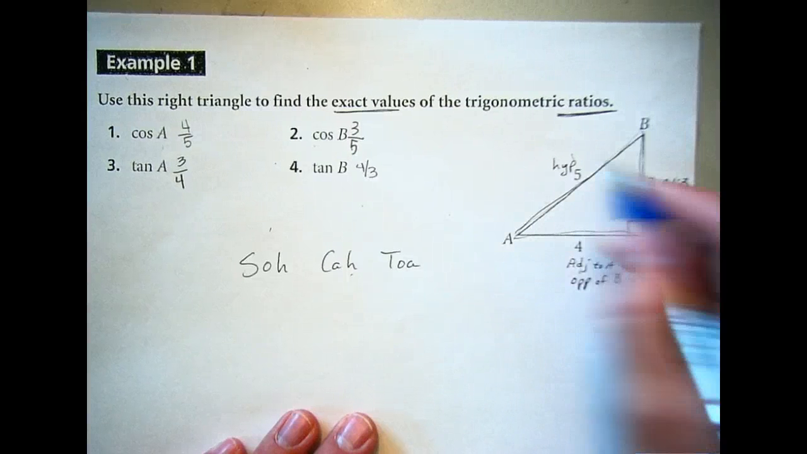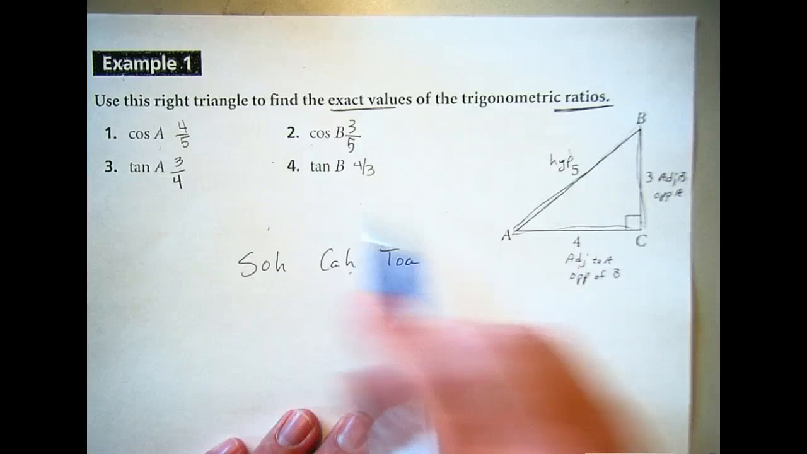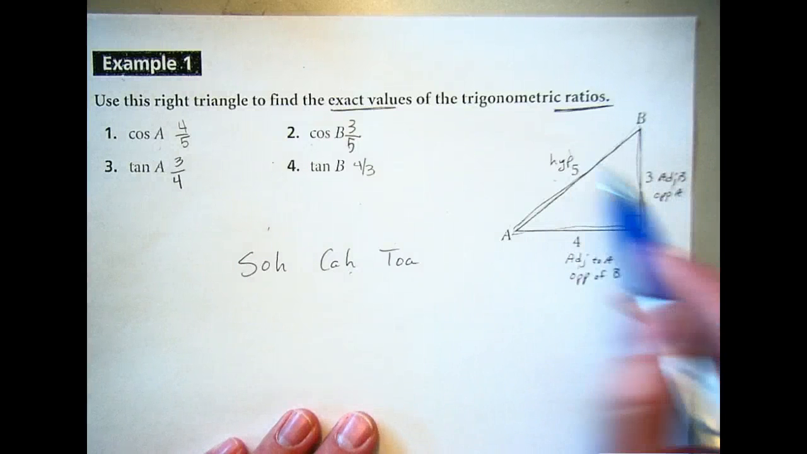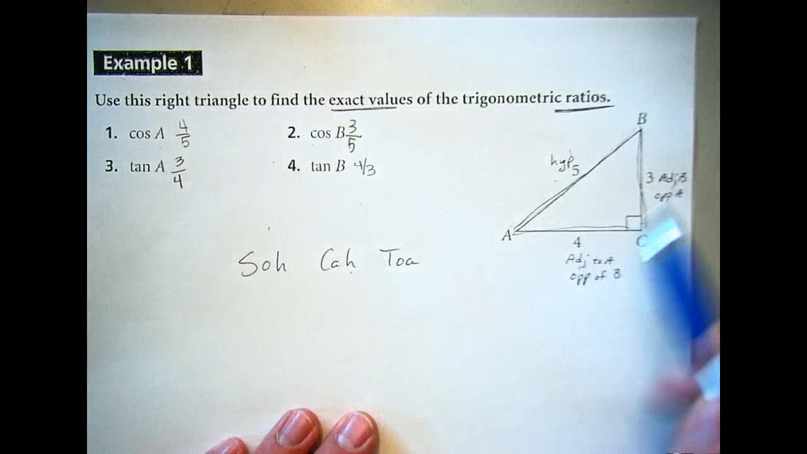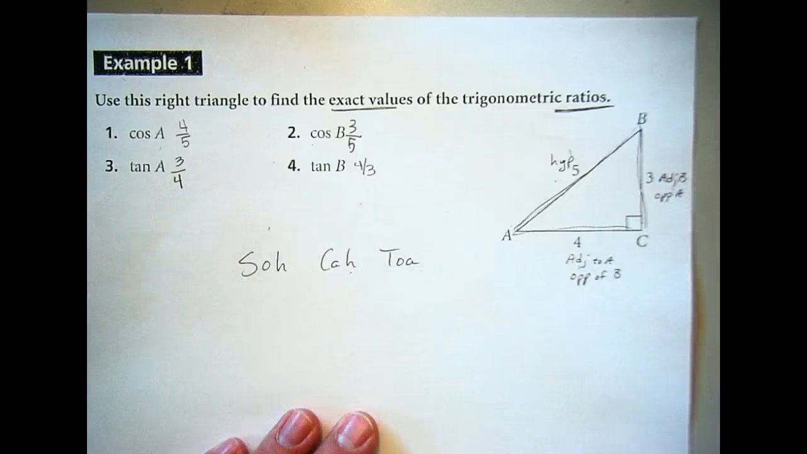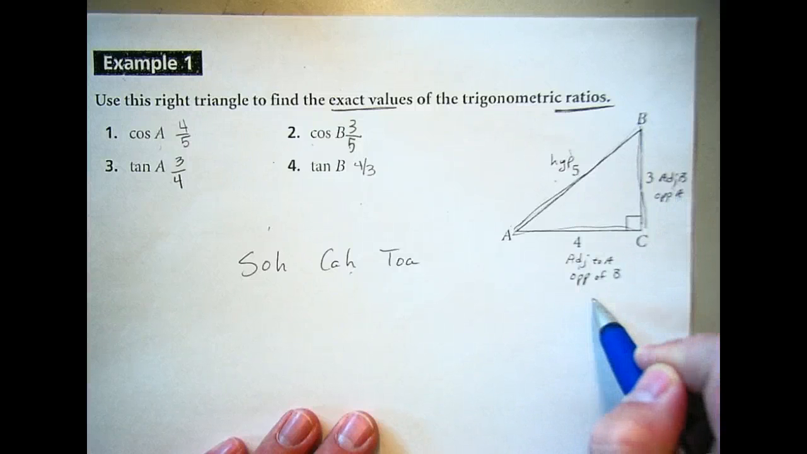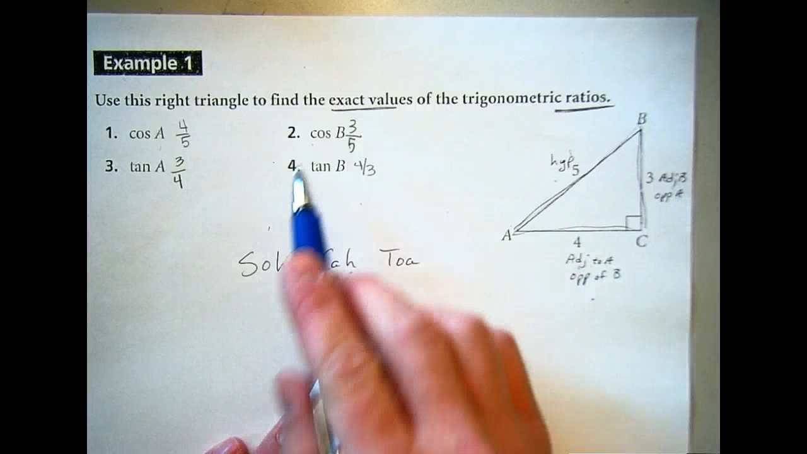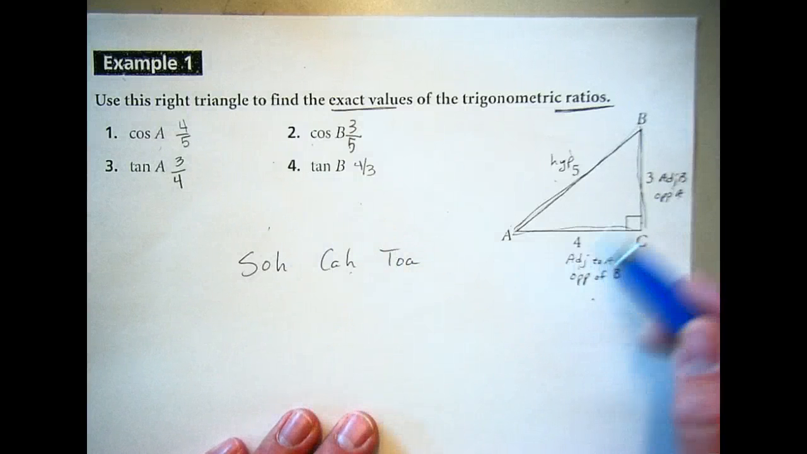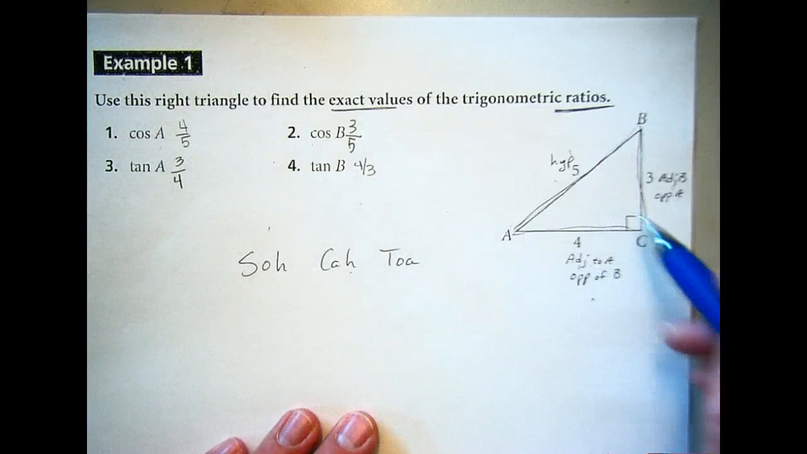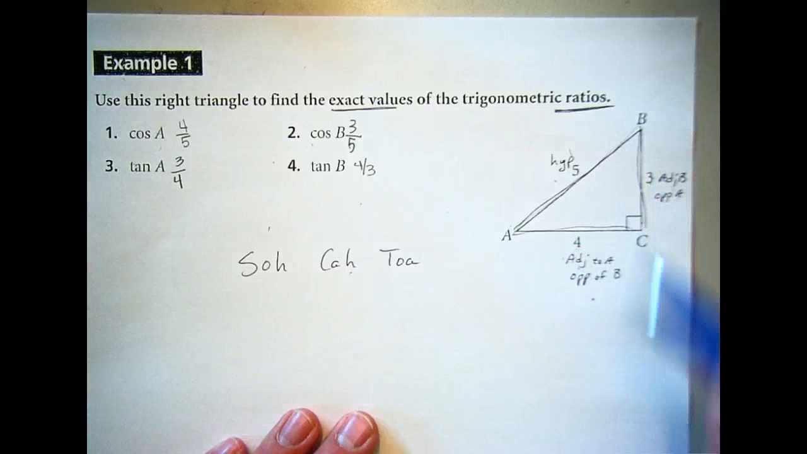Okay, hypotenuse is always the same. So when we're dealing with cosine of B, adjacent over hypotenuse, so 3 over 5. Tangent, opposite over adjacent. When we're dealing with A, the opposite of A is 3. Opposite of B is, or adjacent to A is 4. Okay, good. 3 over 4, and then we get 4 over 3 when we're dealing with angle B. Opposite over adjacent, so 4 over 3.